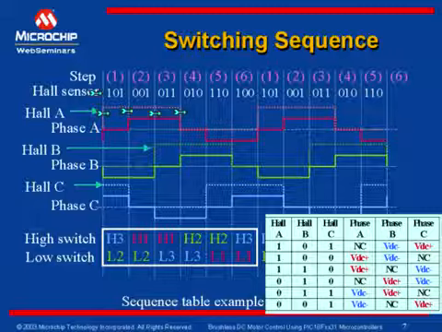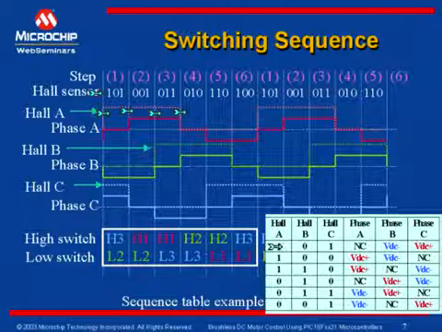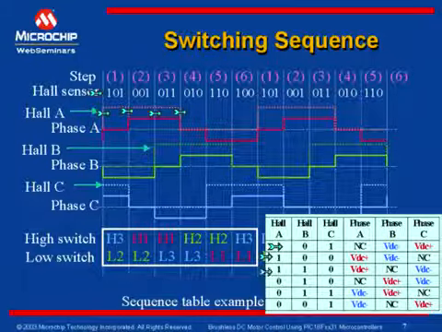The energizing sequence will have 6 combinations of on and off of the 6 switches that we saw in the previous slide. A typical switching sequence is shown here. This table gives a typical example of a switching sequence.